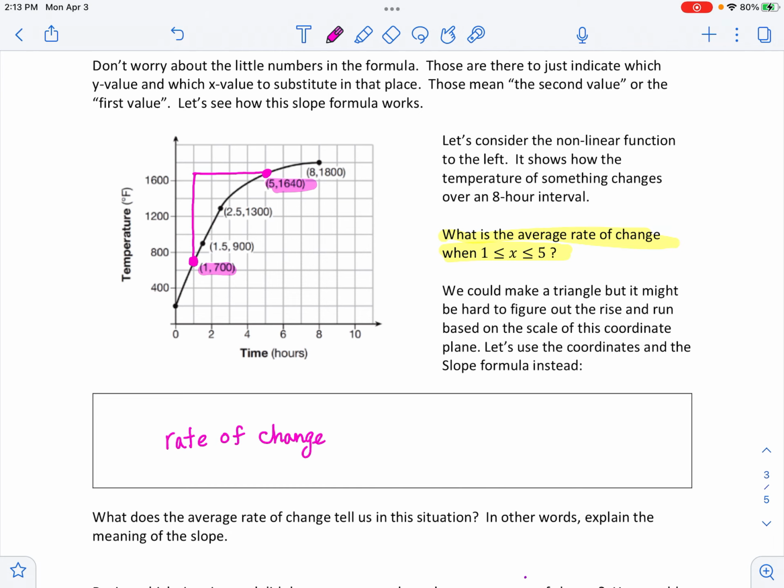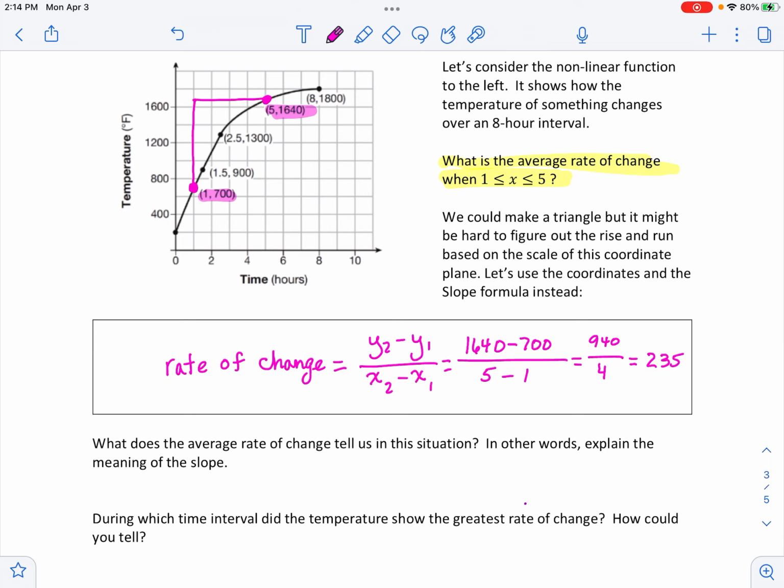The rate of change is going to be the second y minus the first y divided by the second x minus the first x. So let's think about what we got here. The second y value is going to be 1640. The first y value is going to be 700. The second x value is 5. The first x value is 1. A little bit of simplification here gives us 940 over 4, which can reduce to 235.